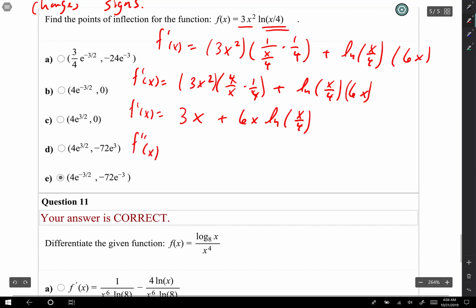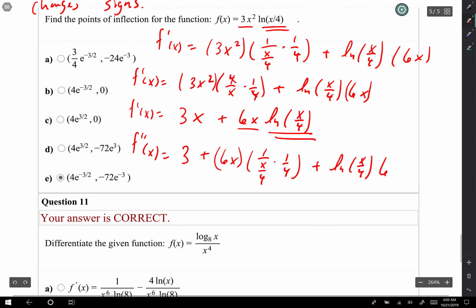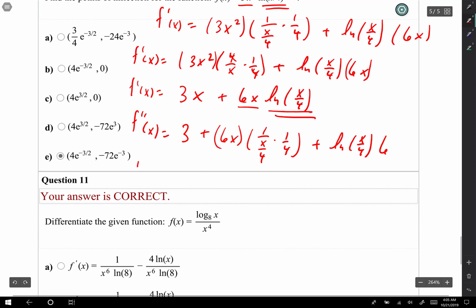F double prime: the derivative of 3x is 3, plus, and I'm going to do product rule again. First, times the derivative of the second, 1 over x over 4 times 1/4, plus the second, ln of x over 4, times the derivative of the first. So again, doing the same thing that we just did: 3 plus 6x, and then this is 4 over x times 1/4. So the 4's are going to cancel. Plus 6 ln of x over 4.